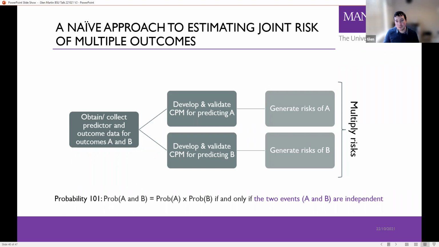Now, where this starts to break down in healthcare is that what happens to me in terms of one outcome is not independent of other outcomes that might happen to me. So the risk of me having a bleed and a stroke aren't necessarily independent of each other. And so this current approach of multiplying the marginal risks is not likely to work.